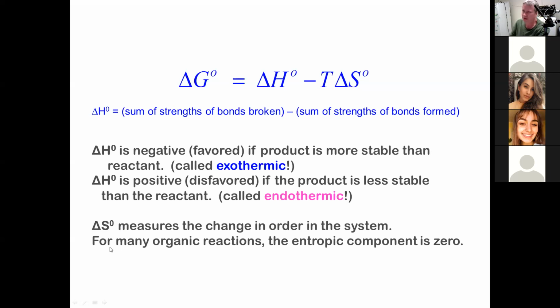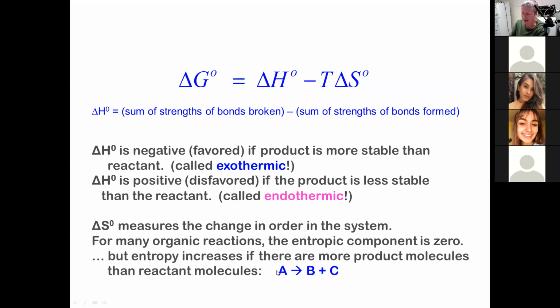When A goes to B plus C, like if I have molecule A that breaks apart to make molecule B and C, then yeah, there's a lot of disorder there, right? You're increasing the disorder of the system because one molecule getting converted to 2 molecules actually increases disorder. But most of the time we don't do this.